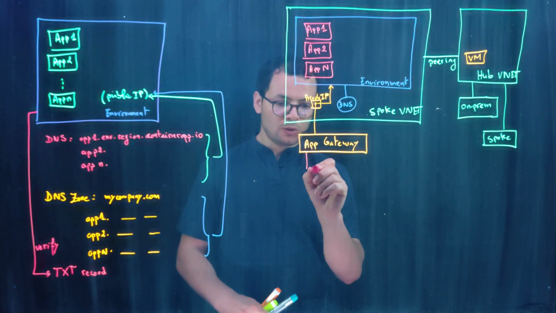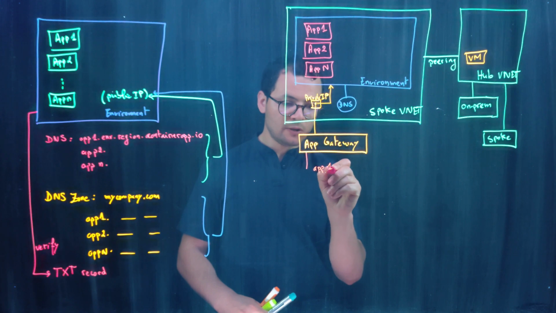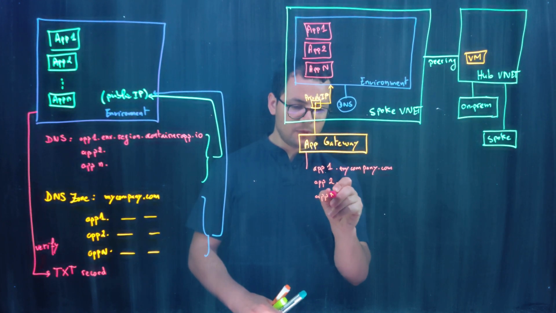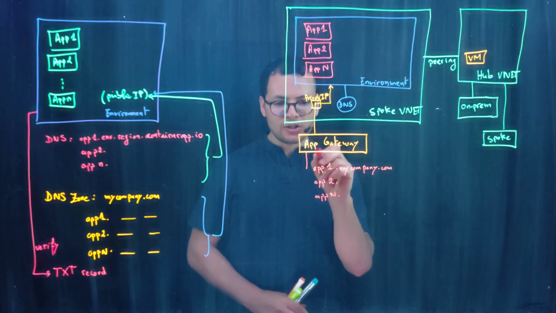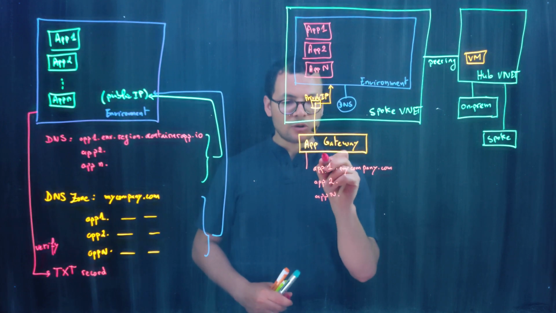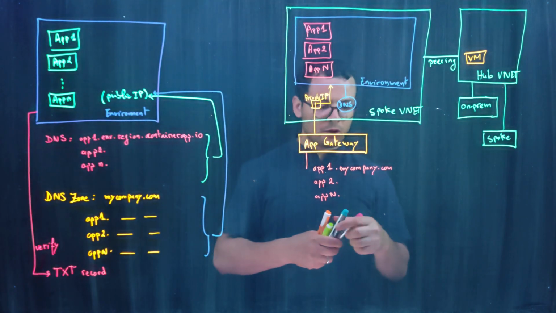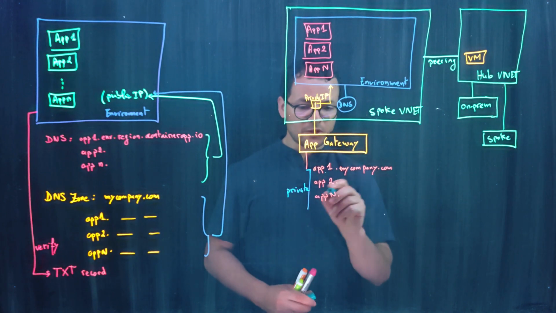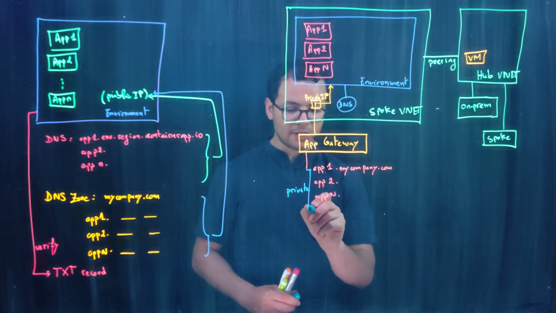So from here, you can define app1.mycompany.com, app2, and app number n. And here on the application gateway, we won't have that TXT record verification, so it should just work, and those domains will be private domains. And of course, those domains will be defined on a private DNS zone.